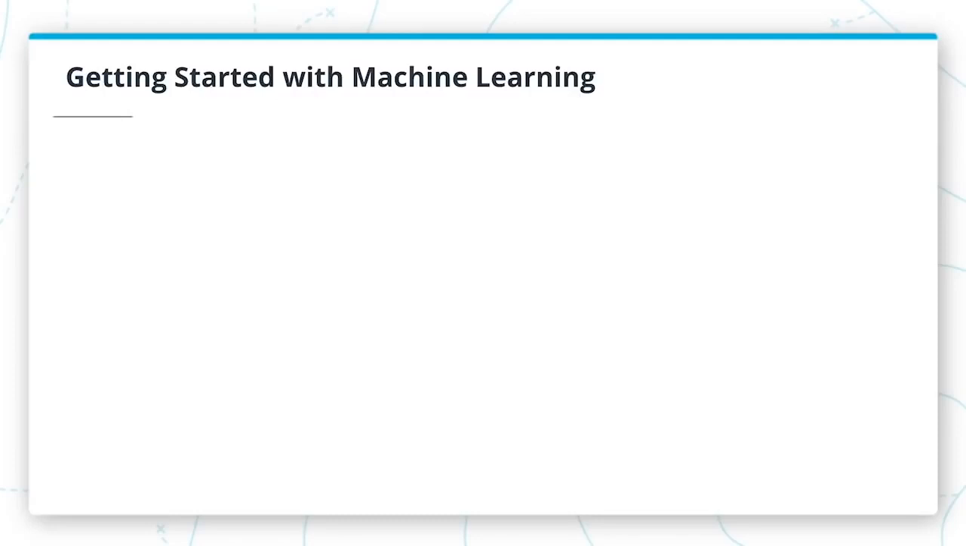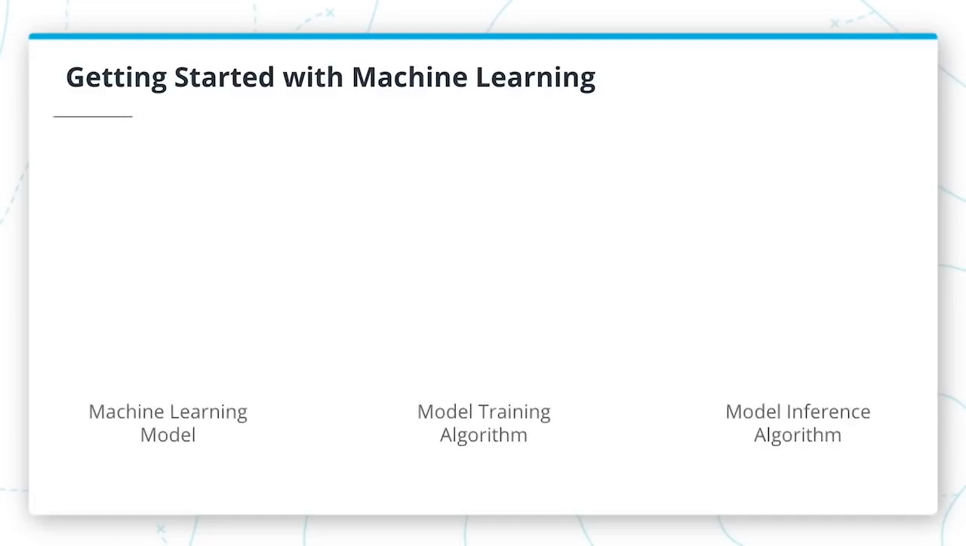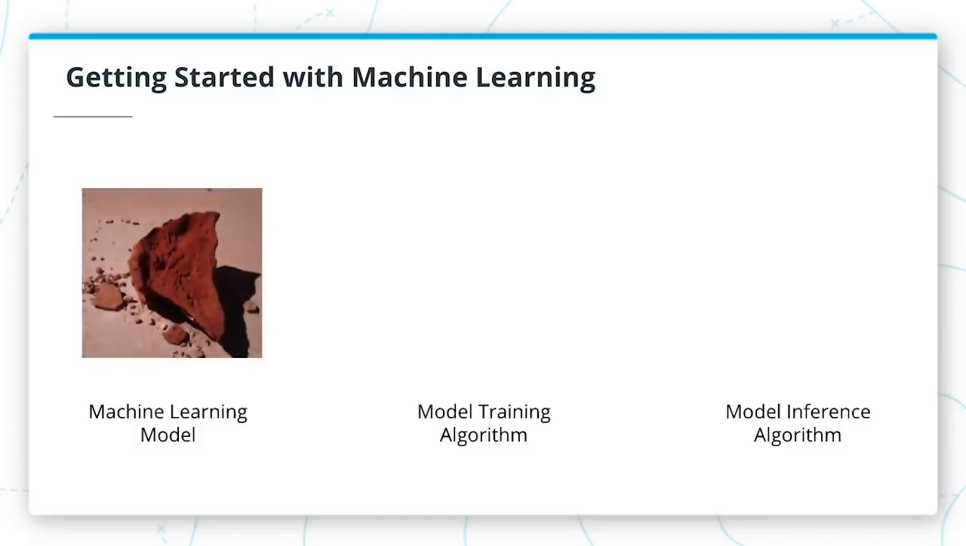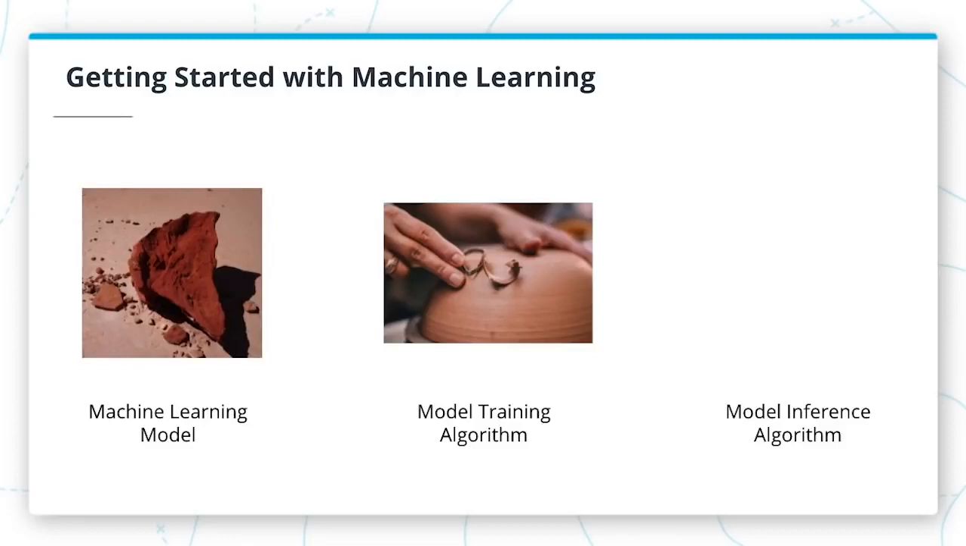Nearly all tasks solved with machine learning involve three primary components: the machine learning model, the model training algorithm, and the model inference algorithm. These three parts are like the different stages of crafting a teapot from a lump of clay. First, you start with a block of raw clay, which represents your machine learning model. At this stage, the clay can be modeled into many different forms and can be used to serve many different purposes.